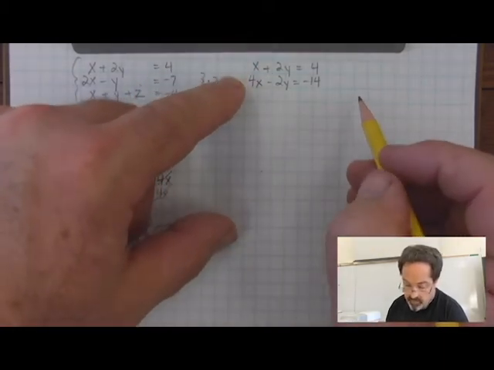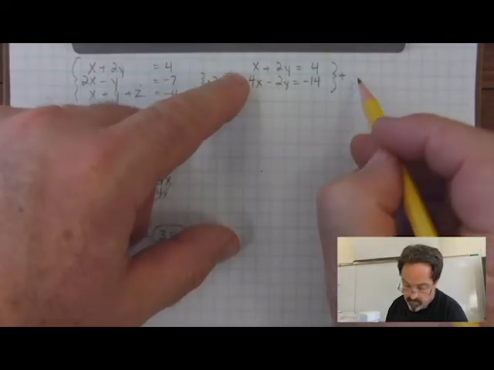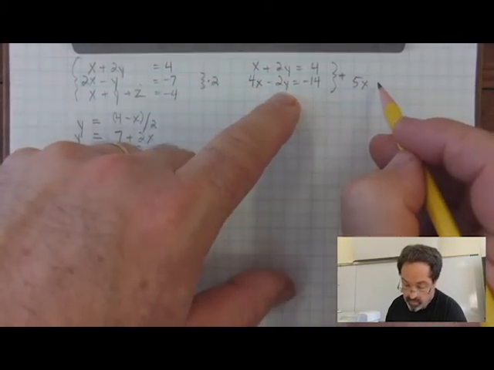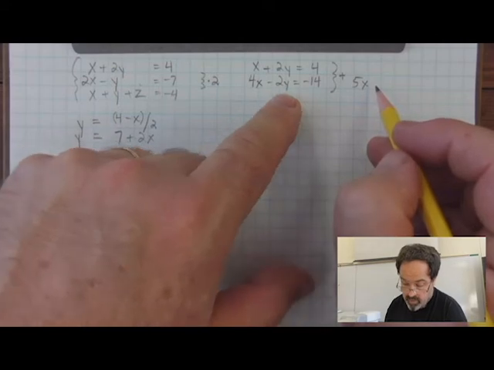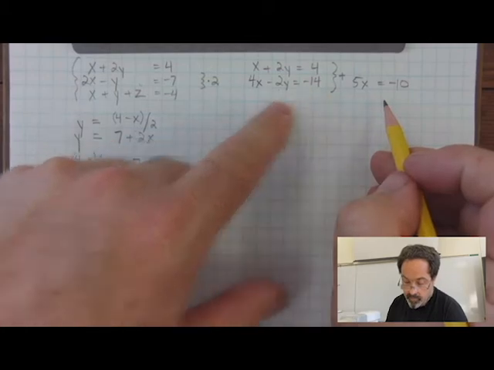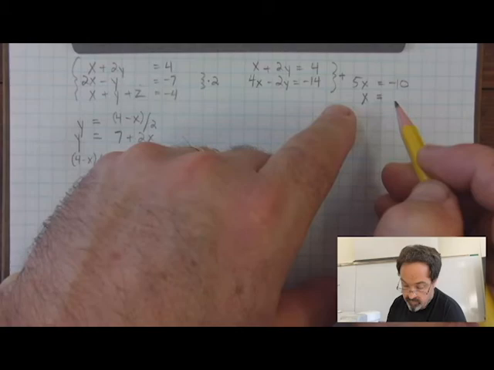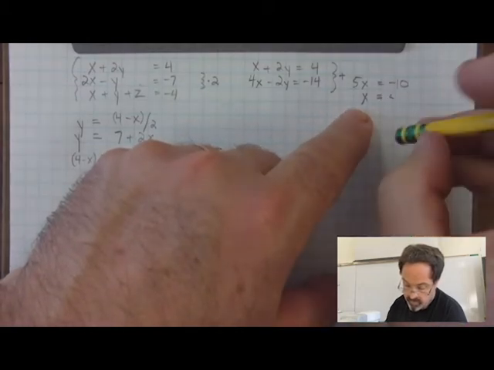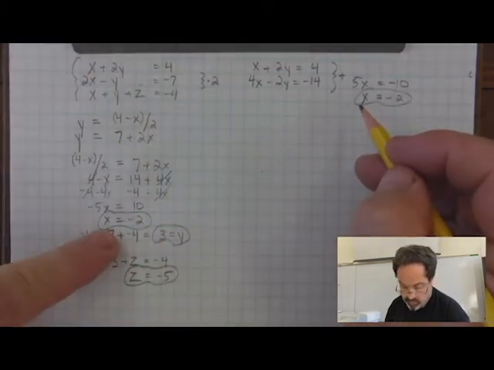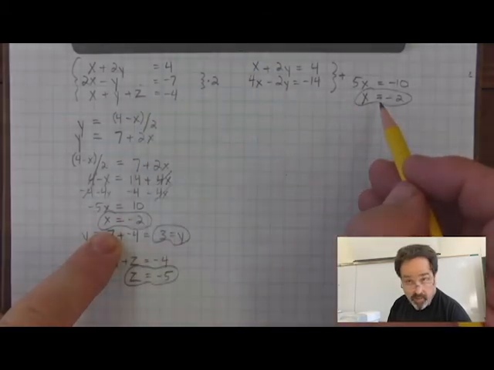So adding, I'm going to add these and make a note of it. x plus 4x is 5x. Negative 2y plus 2y is 0y, so I won't write it. And 4 plus negative 14 is negative 10. This process gave me a very simple equation to get the value of x. By dividing both sides by 5, I get x is equal to negative 2. I knew that because it's equivalent to my first process, but I arrived at it in a different way.